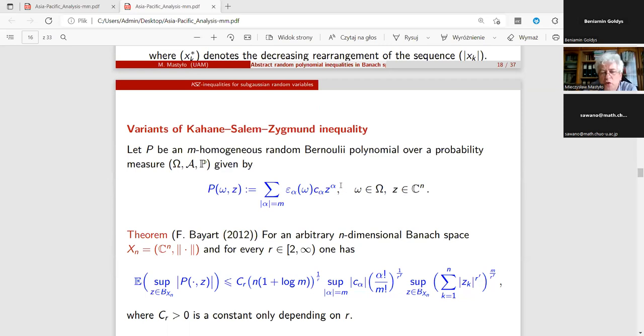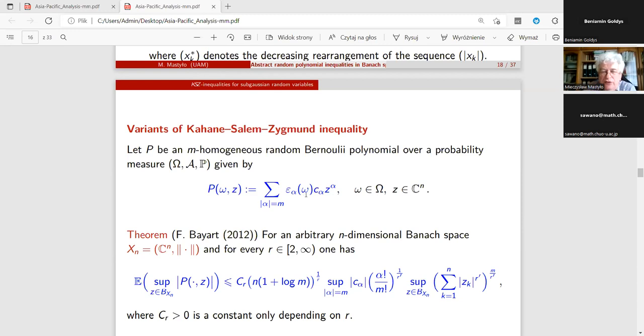We take homogeneous polynomials. So what does it mean? The modulus of the multi-index is in all cases equal to m. And now you take such polynomials and multiply each coordinate by a random variable.